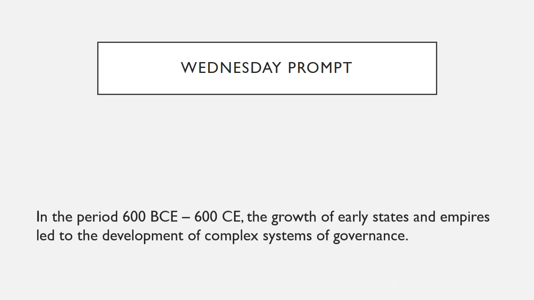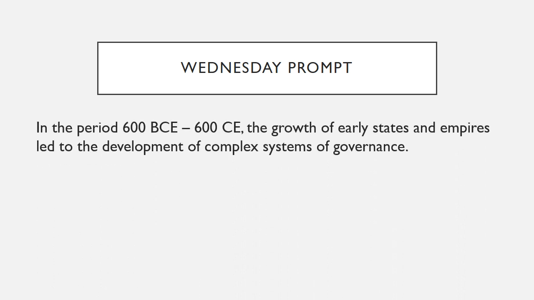Now let's look at the actual prompt. It has, like all prompts will have, a sentence of background. In the period 600 BCE to 600 CE, the growth of early states and empires led to the development of complex systems of governance. Okay, now your head's swimming with all this information, right? And you're thinking about all the fun political changes that happened in Unit 2, because why wouldn't you be? The prompt itself is, develop an argument that evaluates how states achieved political unity as they expanded.